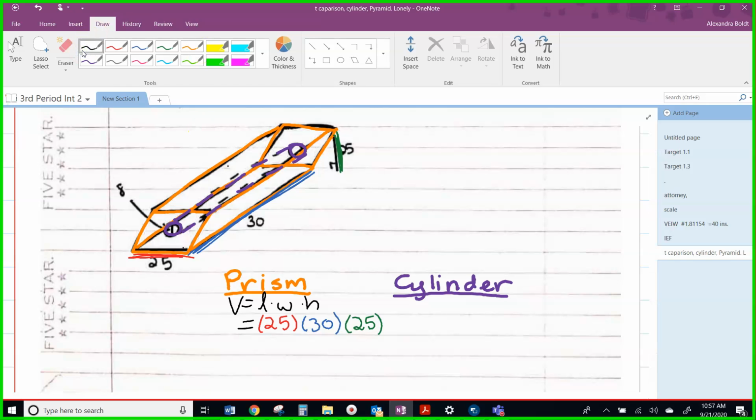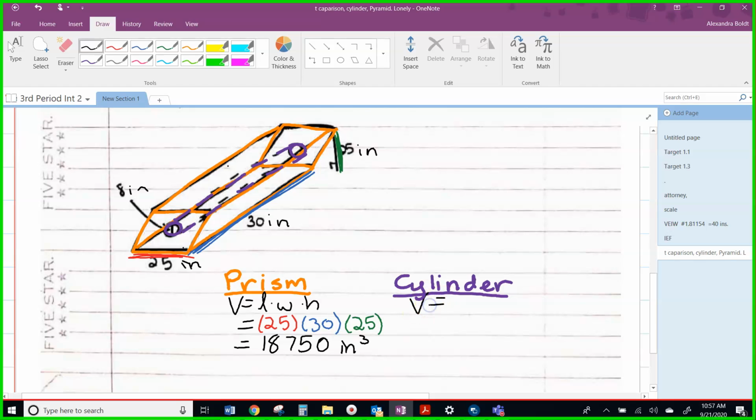There's no pi or anything else I have to worry about. So I'm just typing this whole thing in my calculator and I get 18,750. I keep forgetting that these need units. Let's pretend these are inches. Okay, so that'll be inches cubed. Now our cylinder that's in there.